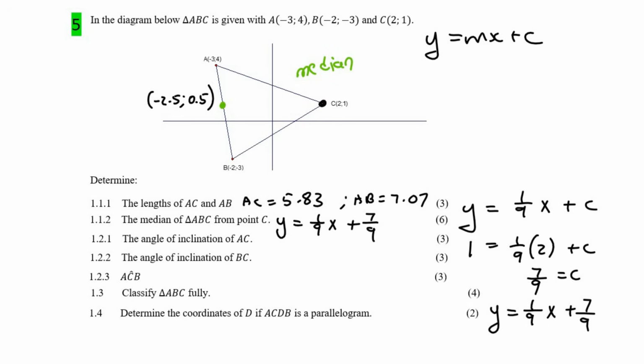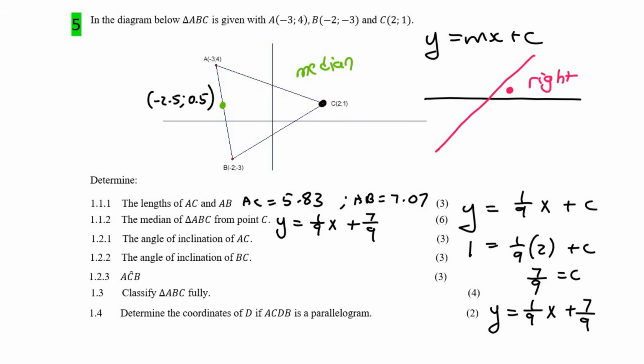Next question, calculate the angle of inclination of AC. So what is an angle of inclination? Let me give you a quick reminder. If you have a horizontal line, and then you draw another line, then the angle of inclination is this angle here on the right hand side.